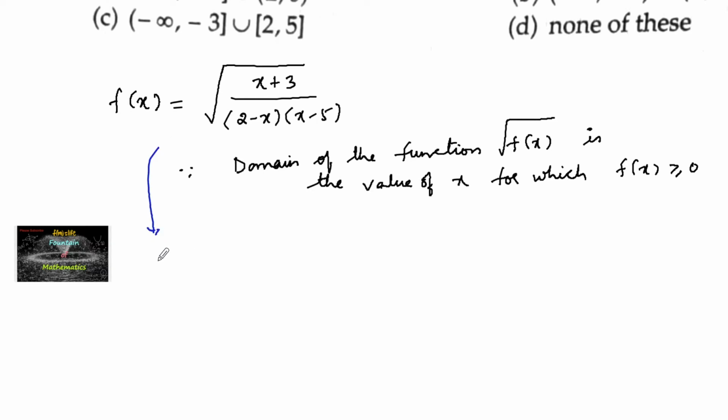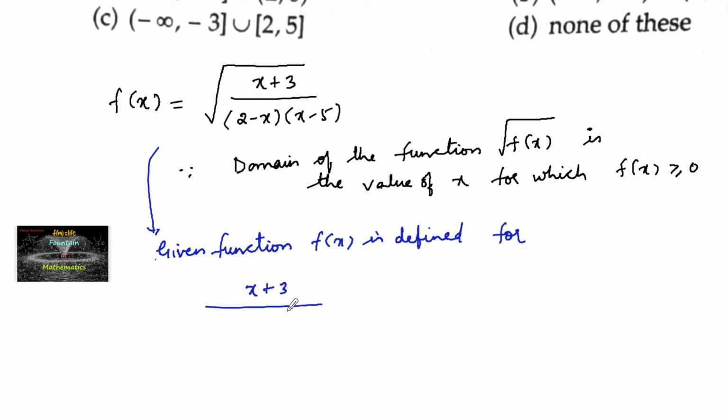So for this function, let us check when the given function is defined. The given function f of x is defined for the expression under the root, x plus 3 upon (2 minus x)(x minus 5), that should be greater than or equals to 0. So (x plus 3) upon (2 minus x)(x minus 5) is greater than or equals to 0.